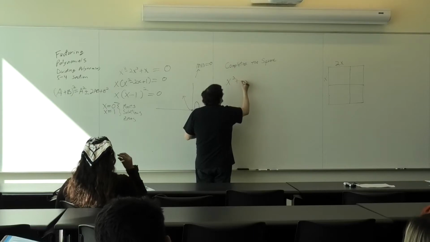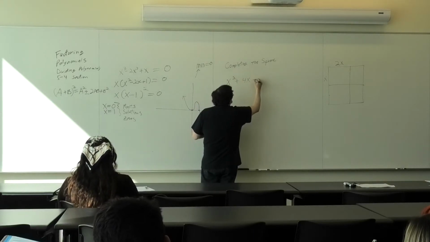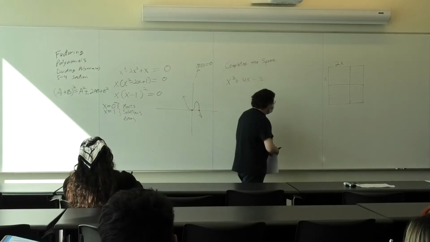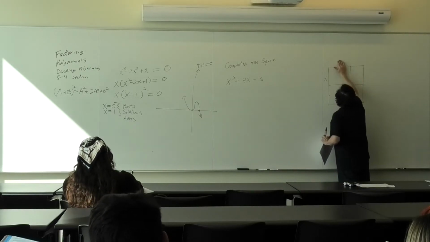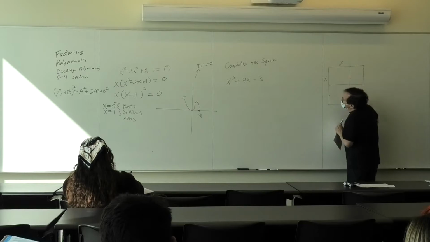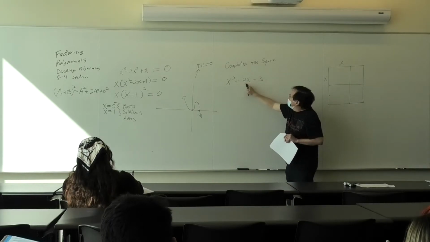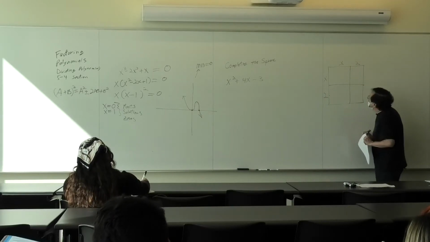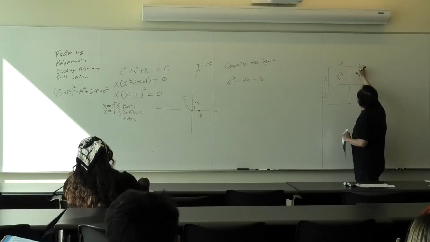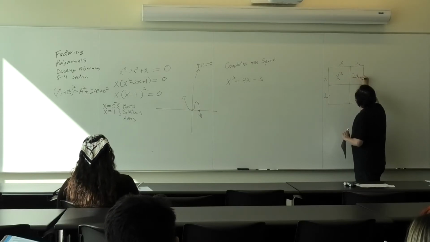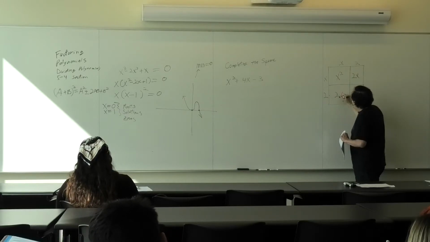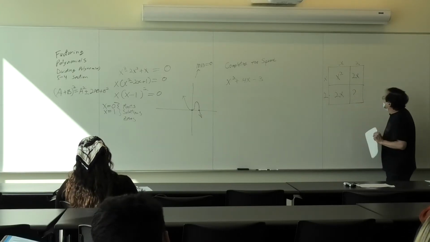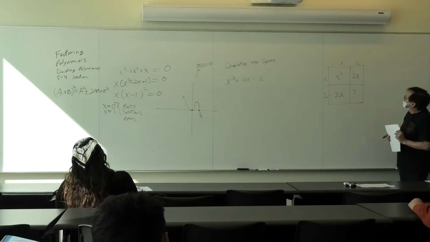x squared plus 4x minus 3. All right, it is a square. Okay, so here's my square. I take half of this, 2. I have x squared here. I have x times 2 is 2x. x times 2 is 2x. These are like areas. And this is the part that I'm going to complete with.